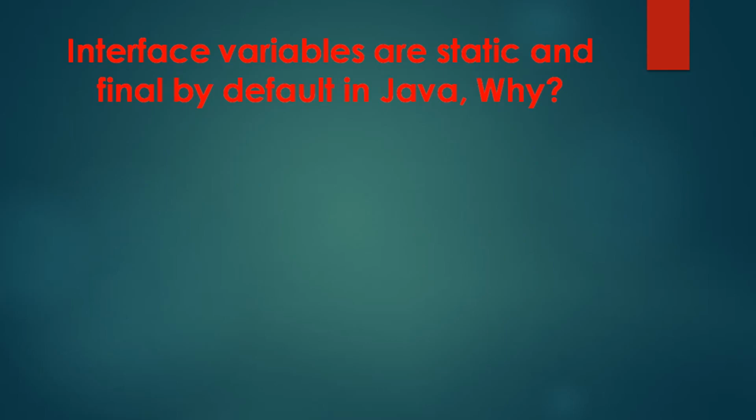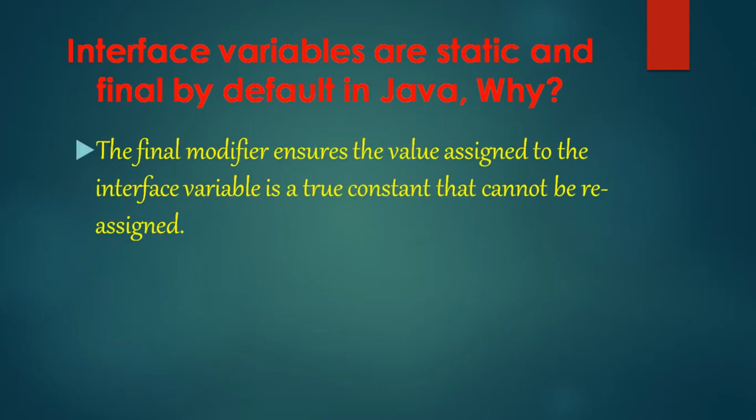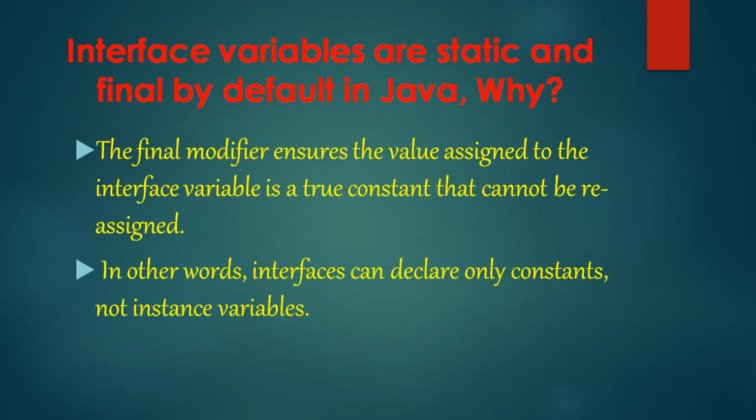Let's discuss why it is final. The final modifier ensures the value assigned to the interface variable is a true constant that cannot be reassigned. That's why it should be final. In other words, interfaces can declare only constants, not instance variables. That's why we should make it final.